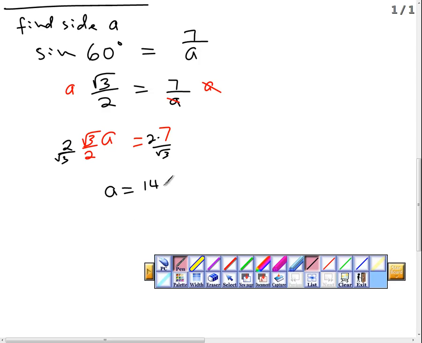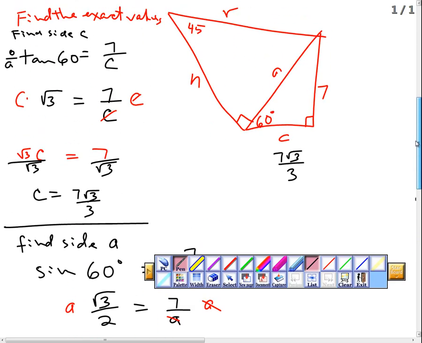What else do we have? Dylan? 14 square root of 3 over 3. Good. 14 square root of 3 over 3. Okay, so we have here 14 square root of 3 over 3 for side A. So you have to find this side here before you can come up with the other values.